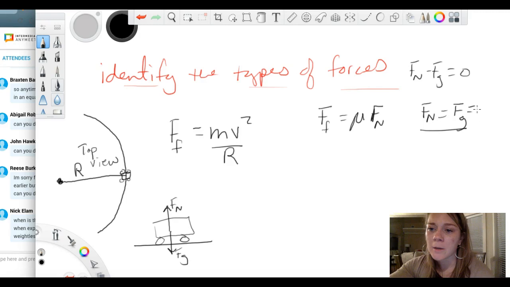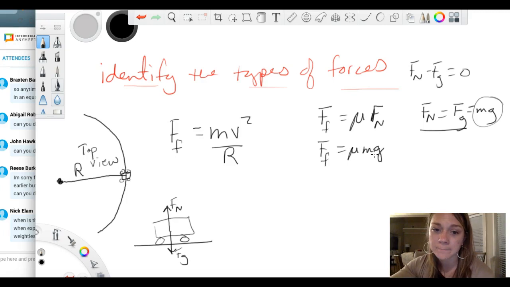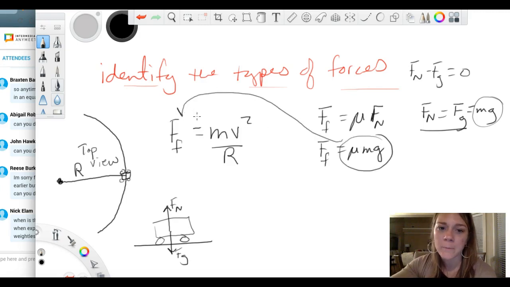I also know that gravitational force on the surface of the planet is equal to mg. So I'm going to take this expression, say that that is equal to Fn, and friction force is equal to mu Fn. So now I'm going to say that my friction force is equal to mu mg. Because the friction force is the only force creating this centripetal force, it alone is equal to mv squared over r. So now I can take this expression for mu mg, force of friction, and plug it in here. So I get mu mg equals mv squared over r.